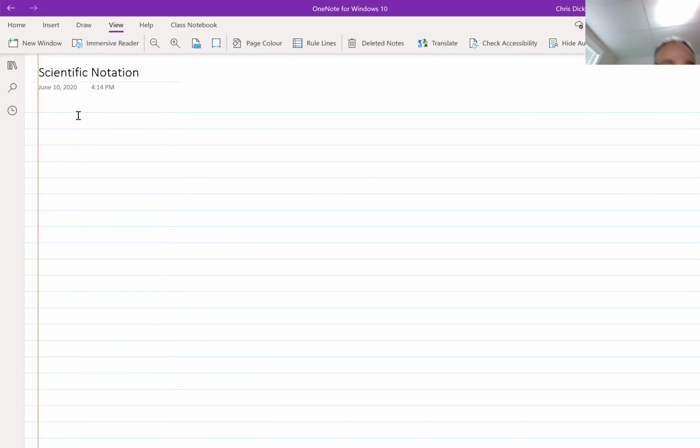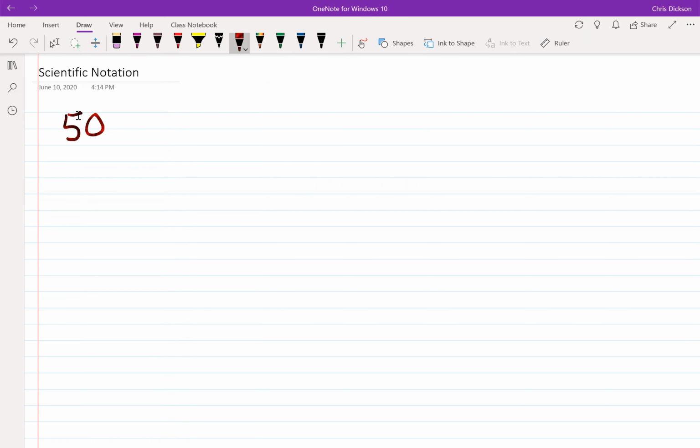So let's take a look at just converting a number to scientific notation. Let's take a number like 5,000, and we're going to convert that to scientific notation.